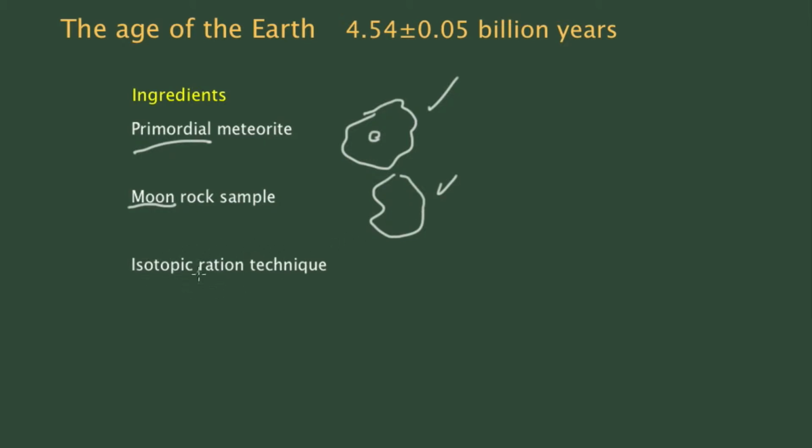And the third ingredient that you will need is an isotopic ratio technique. I will explain what isotopic means, but basically you need to measure the specific ratio or the concentration of different isotopes inside each of these rocks. In this case, you will be studying the isotopic ratio of lead, and I'll explain why lead is very important. So these are the three ingredients, and once you have all three, you can start doing the measurement in order to calculate the age of the Earth.